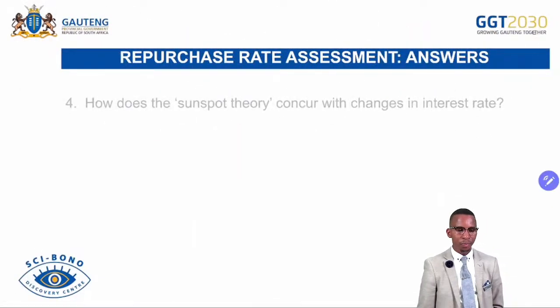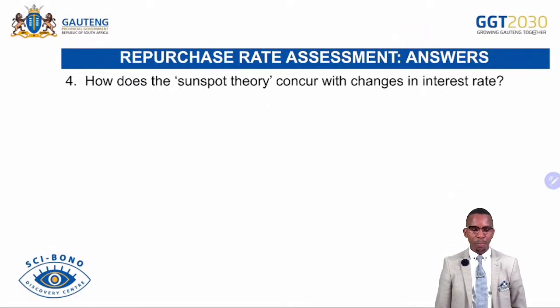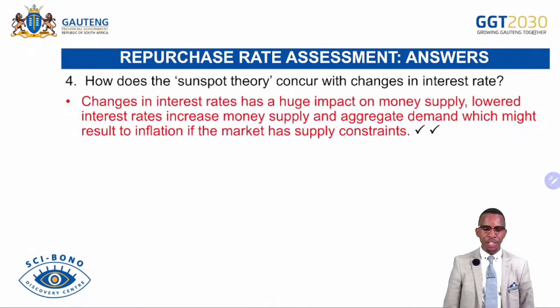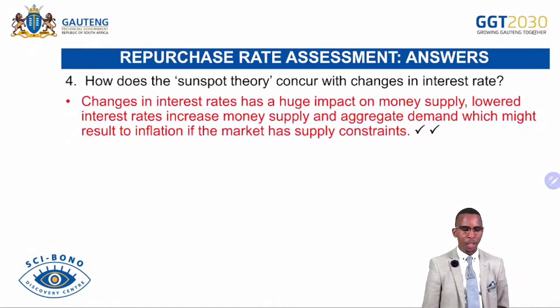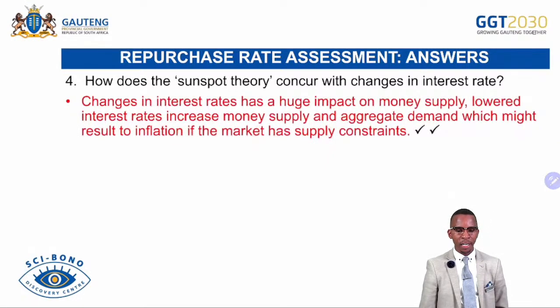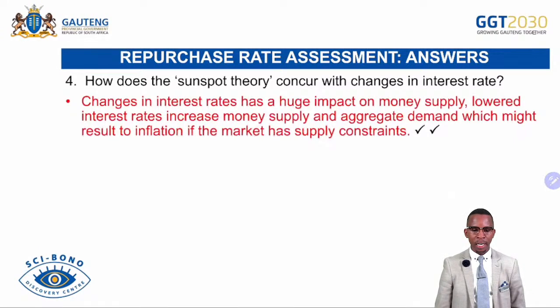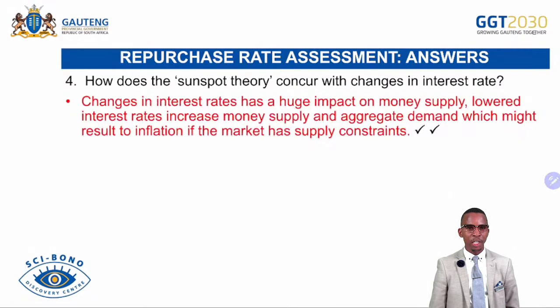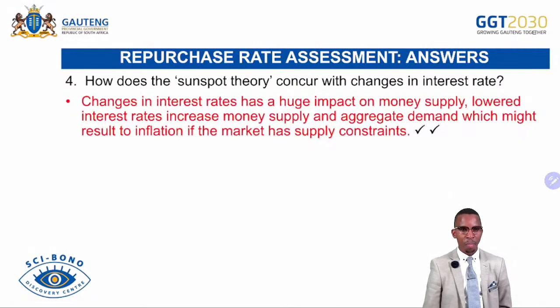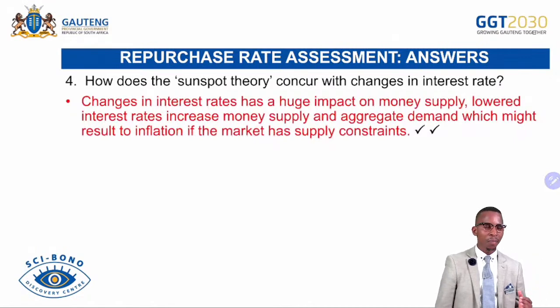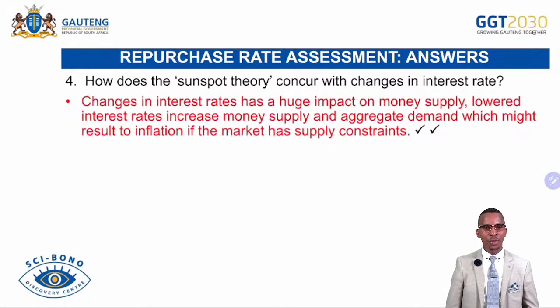We continue. How does Sunspot theory concur with changes in the interest rate? Changes in interest rate have a huge impact on money supply. Lowered interest rates increase money supply and aggregate demand, which might result in inflation if the market has supply constraints. Remember the Sunspot theory under the business cycle that says one tried to make something better by making something worse off. So you try to make use of solar radiation, but you are causing most of the negative externalities.